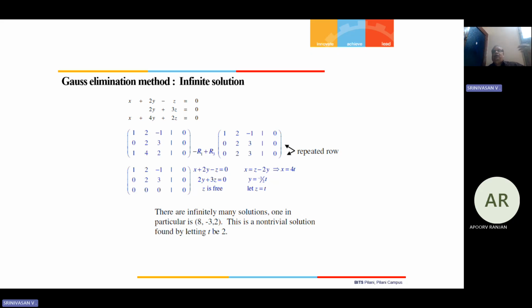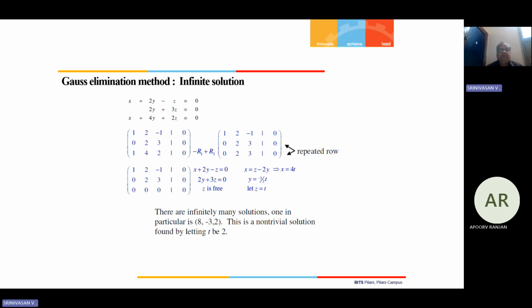So whatever value you give to t, don't give 0, because if you give 0, you get the trivial solution. Any non-zero value, you get corresponding values of y and x, so that you will be able to generate as many solutions as possible. So you are getting infinitely many solutions. For example, supposing z equal to 2, you get y equal to minus 3 by 2 into 2, minus 3. This is one of these many solutions. So this is yet another example where you will come across a unique solution, no solution, and infinitely many solutions.